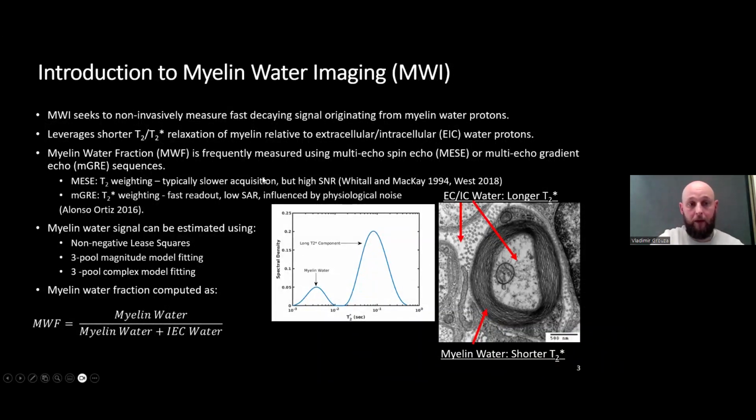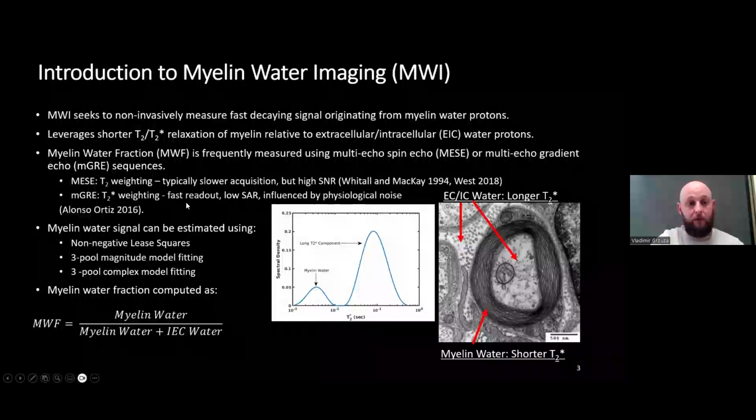And MWI is typically done, like I said, using either T2 or T2 star relaxation. And traditionally, it's been done with the multi-echo spin-echo experiment, going back to Whittall and MacKay, other experiments by Eva Alonso-Ortiz here at the MNI, lots of work at UBC leverages this T2-based technique. And it's also recently been gaining traction doing it with T2 star instead.